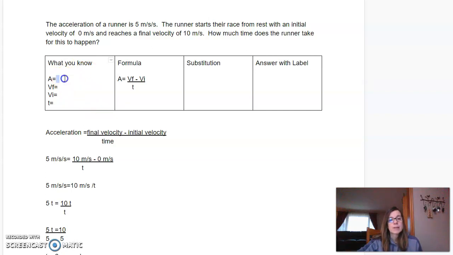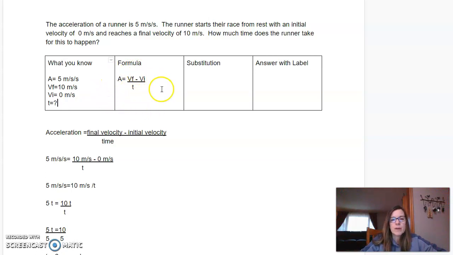It would be good for you to list out what you know first before you do the problem. So the acceleration here was 5 meters per second per second. The final velocity here was 10. The initial velocity, they said they started from rest. Rest means 0. They aren't moving. And for the time, we don't know the time, so we're going to put a question mark.